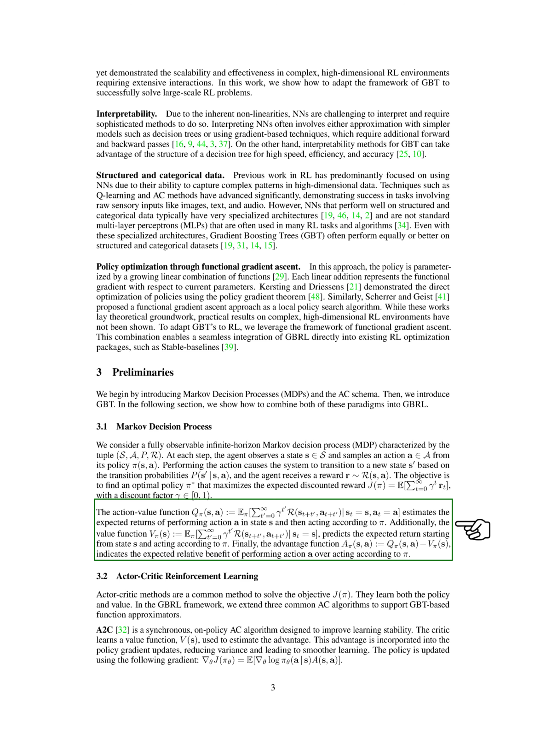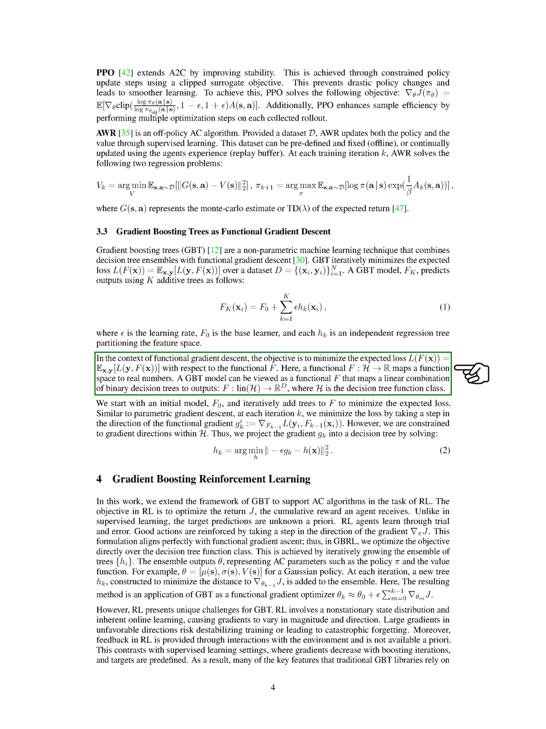Gradient boosting trees are a machine learning technique that combines decision trees with gradient descent. GBT models predict outputs by adding multiple trees together. In functional gradient descent, we aim to minimize the expected loss by iteratively adding trees to our model.